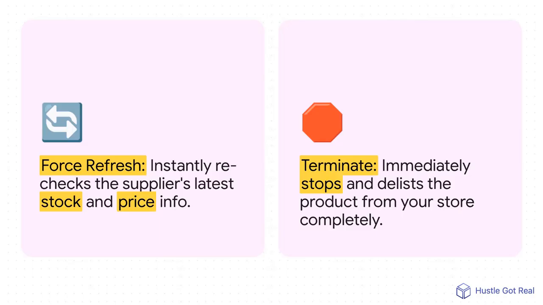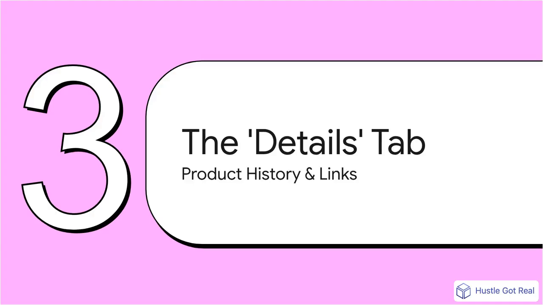Down at the bottom, you've got these two buttons. They're both super important, but they do completely different things. Force refresh is your go-to when you need an instant update. It just pings the supplier right then and there for the absolute latest stock and price info. Terminate, on the other hand, well, that's the big red button. You hit that when you want to completely pull a product from your store for good. So, use it wisely. All right, let's hop over to the next tab, Details.